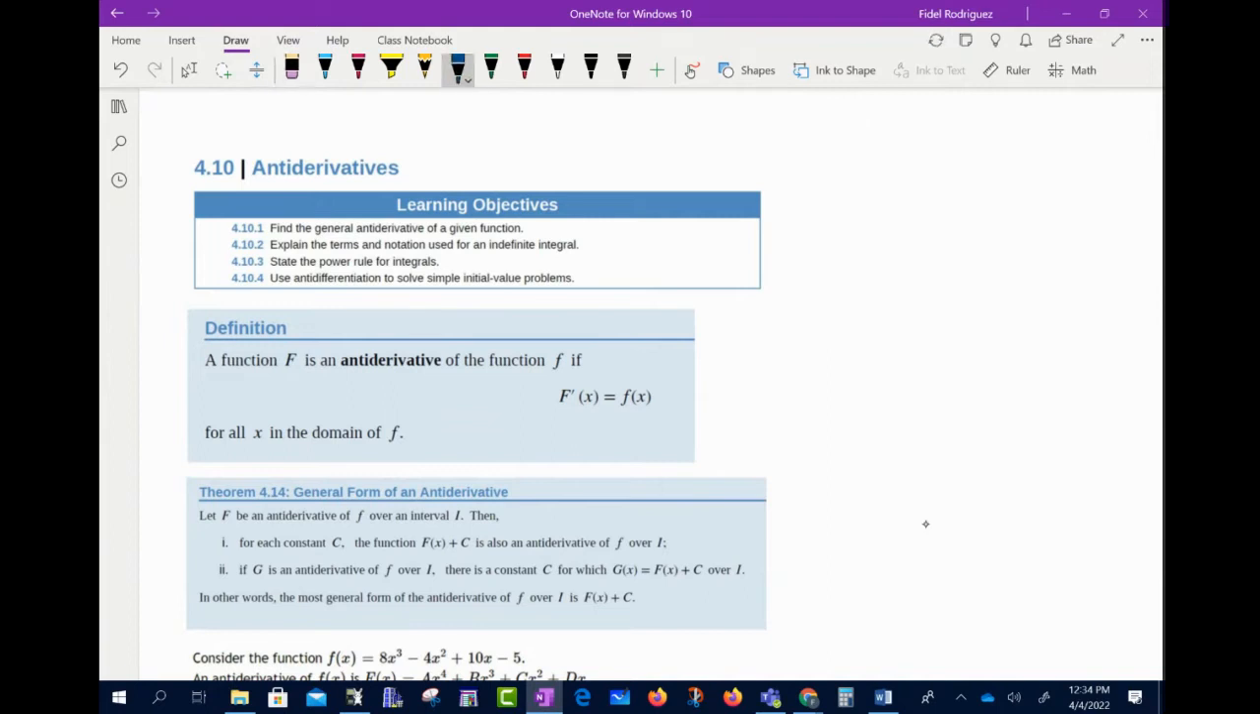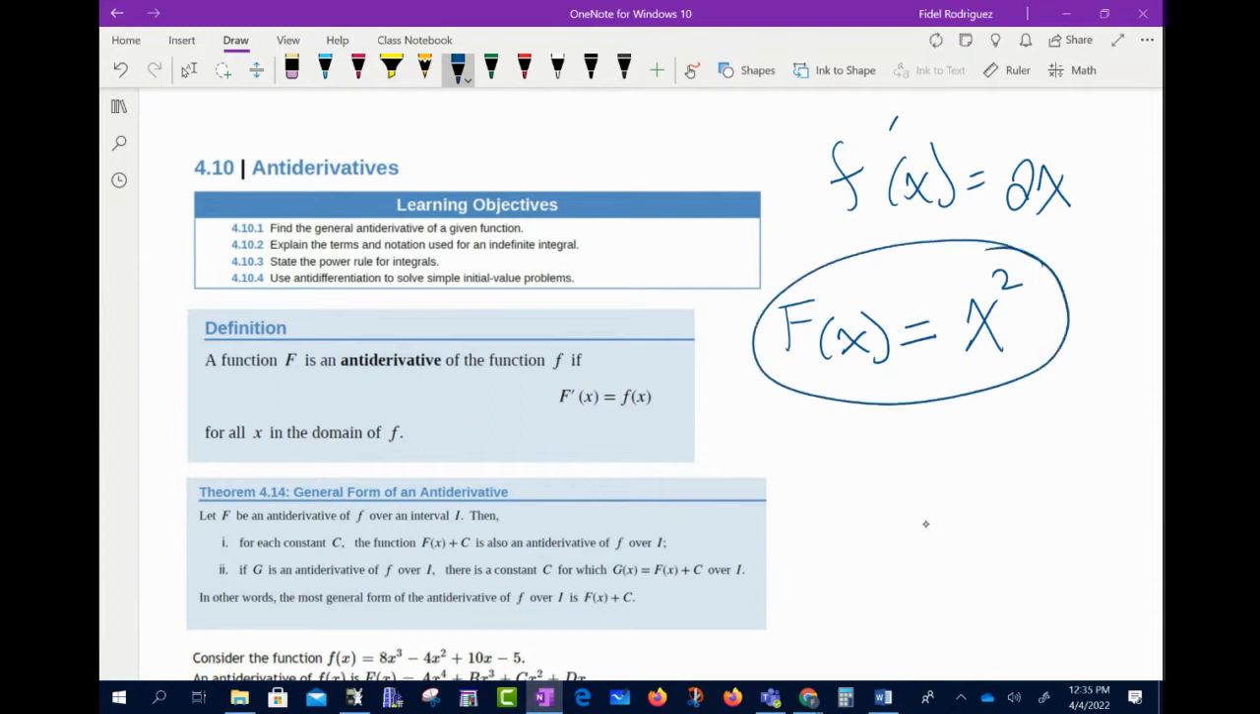Suppose I told you that we took the derivative of a function and we came up with 2x. What I want to ask you is, what was the original function? Do y'all agree that x squared would be the function? Because when we take the derivative of x squared, we get 2x. But I want to mention something here. Could my function have been f of x equals x squared plus 5?